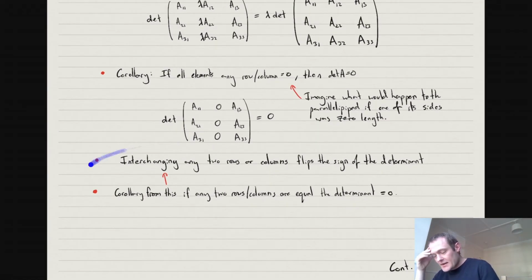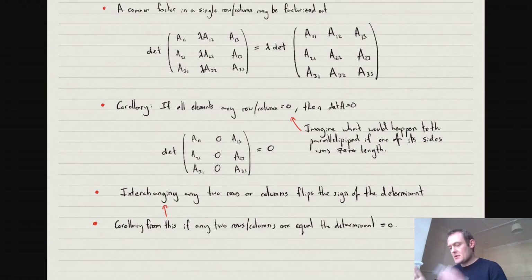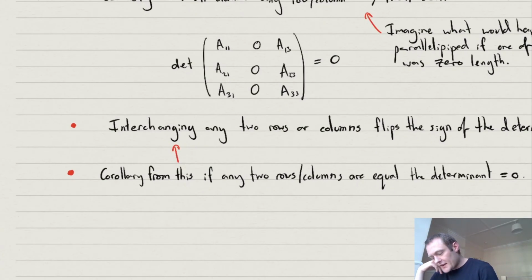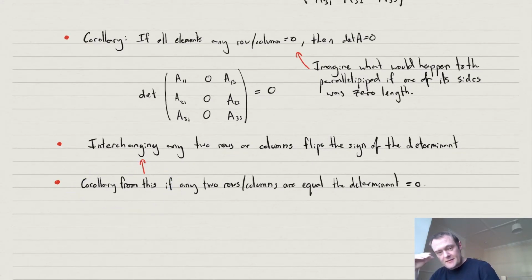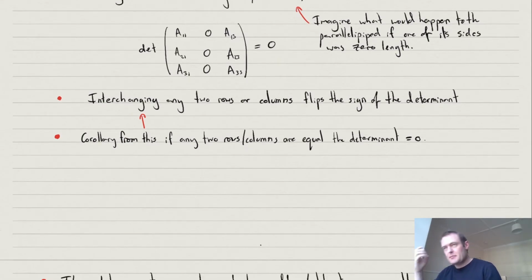Some more things. Switching any 2 rows or columns flips the sign of a determinant. So if I switch column 1 for column 2, then I need to put an extra minus sign on the determinant. A nice corollary from that is that if there's 2 rows or 2 columns that are the same, then because when I switch them I should pick up a minus sign, but the matrix itself doesn't actually change, its determinant must be equal to 0.